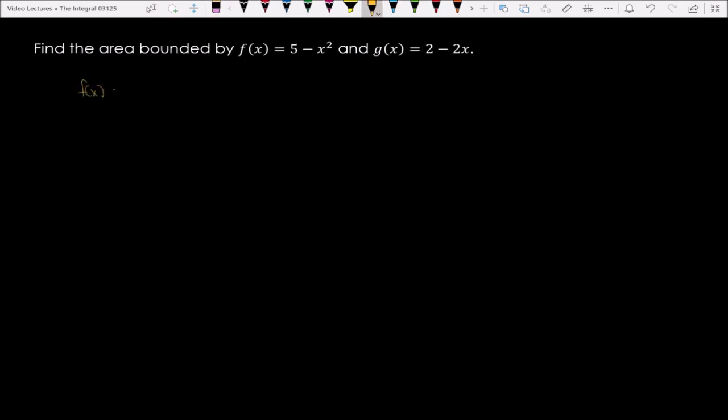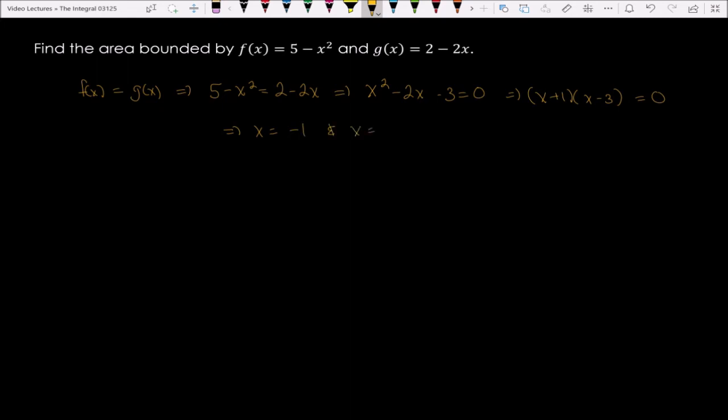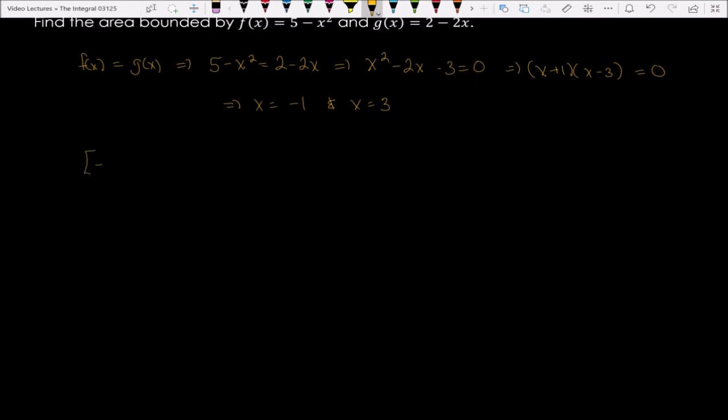So again, to find intersection, we just set the two functions equal and solve for x. 5 minus x squared is equal to 2 minus 2x. So what we get is x squared minus 2x minus 3 is equal to 0. This factors to x plus 1 times x minus 3 is equal to 0. Right, so that means that x is negative 1 and x is equal to 3. So our interval of integration will be negative 1 to 3.